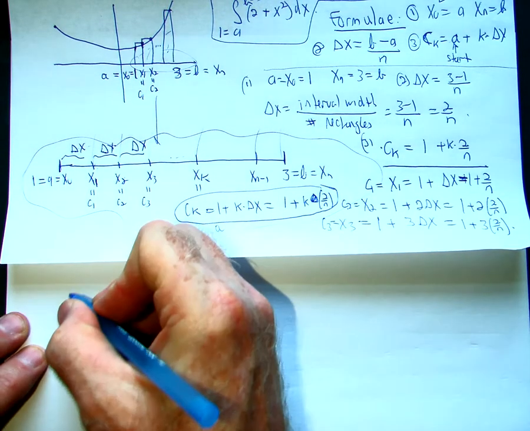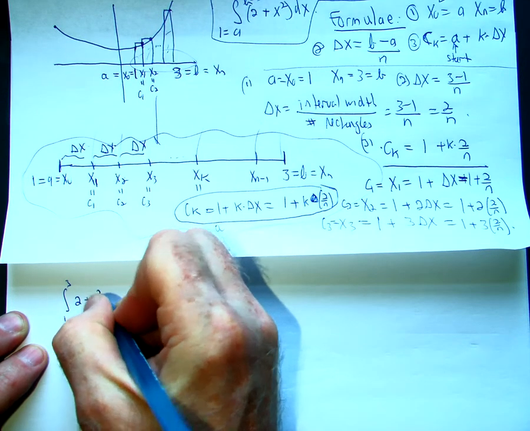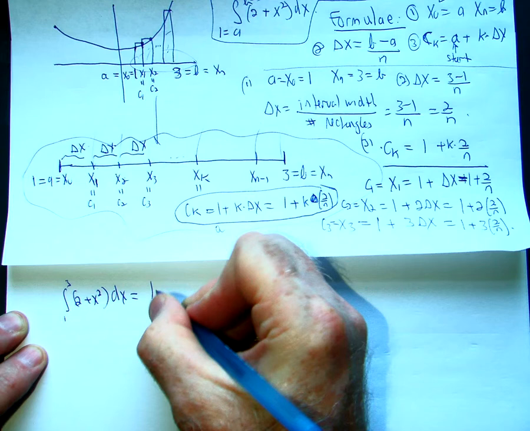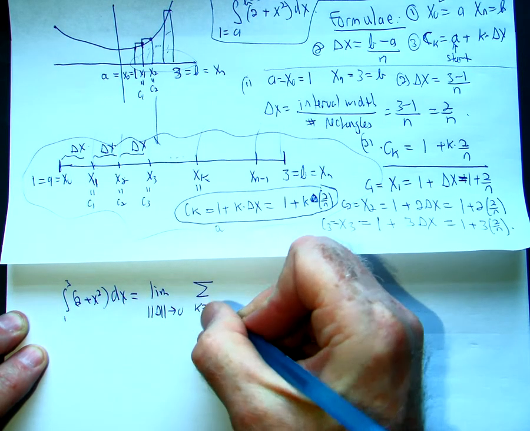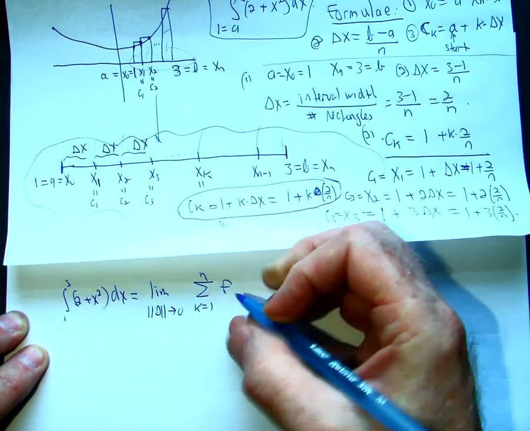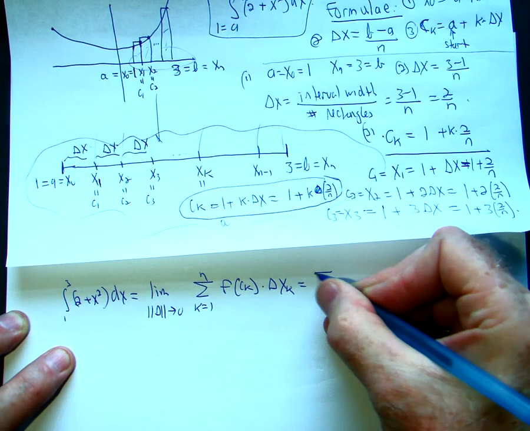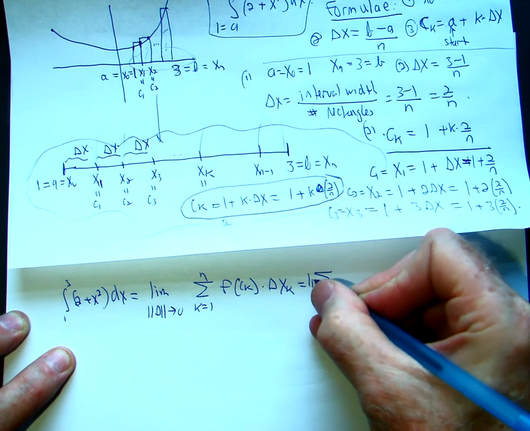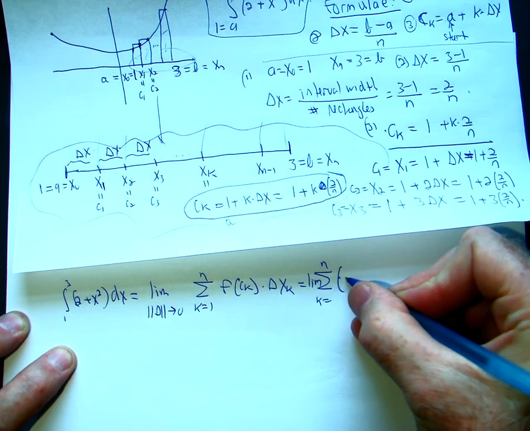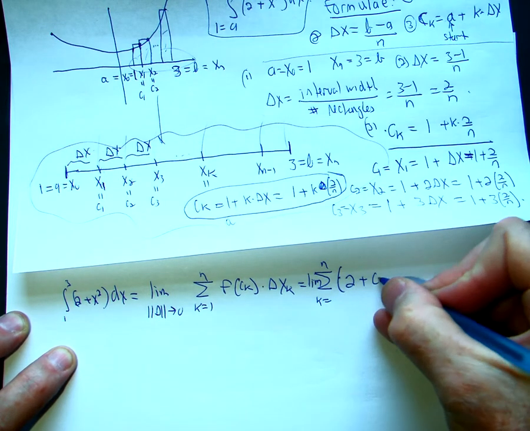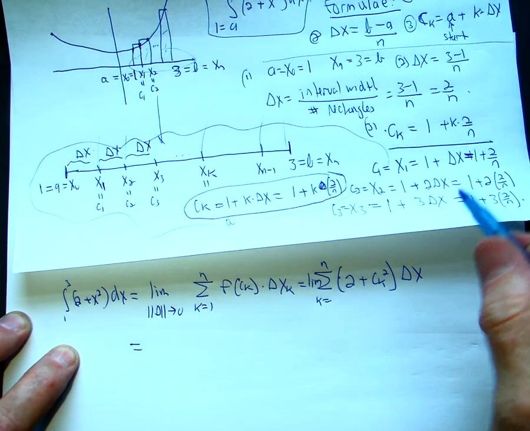So we know that the integral from 1 to 3 of 2 plus x squared is equal to the limit of the sum of f of ck delta x. Oops, I forgot the limit. Stick that in there. It's very important to put it in there, but you can abbreviate it like I just did. That's going to be 2 plus ck squared delta x. And now I just fill in things.